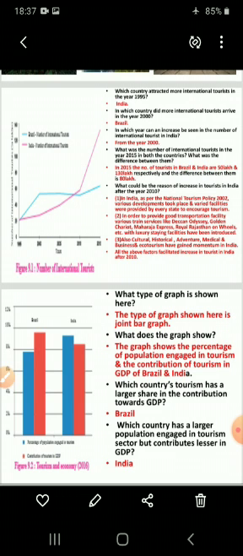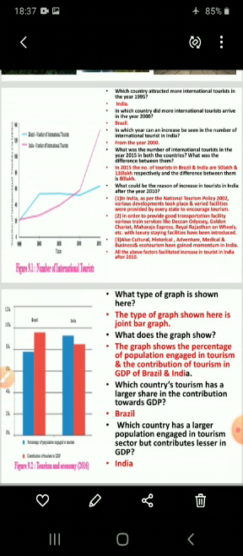So the answer will be joint bar graph, or we can say compound bar. Understood? When the two bar graphs are joined, we can say that is compound bar or joint bar graph. Understood? What does the graph show? So you can answer it. What does the graph show?